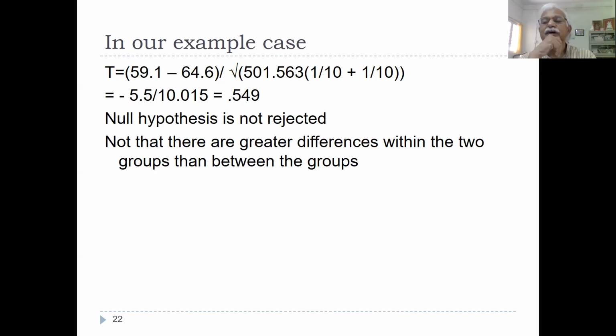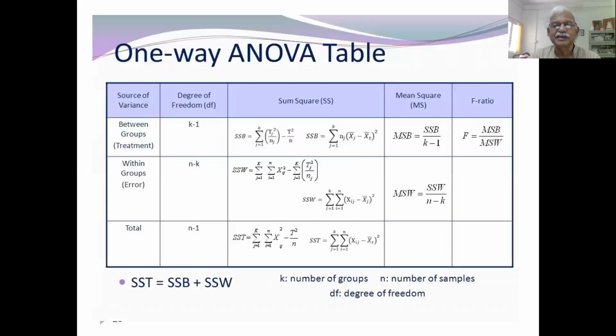So here in ANOVA, always remember one thing, that although you are drawing inference about differences between groups, you are able to do so only by comparing between differences with within differences. So absolute differences between groups are not so important. Differences between groups in relation to within groups is the deciding factor on the basis of which you say that the differences are statistically significant or not.